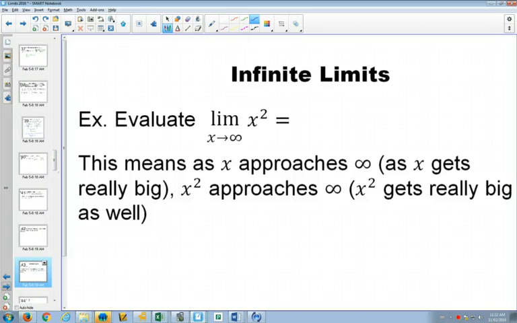So with our infinite limits, we're going to have an infinity in here. And what this means is x approaches infinity. In other words, as x gets really, really big, what happens to x squared? It's going to get really, really big as well. All right, if you plug in a big number, like, what's a big number? A billion. If you plug in a billion, then you have to do a billion squared.